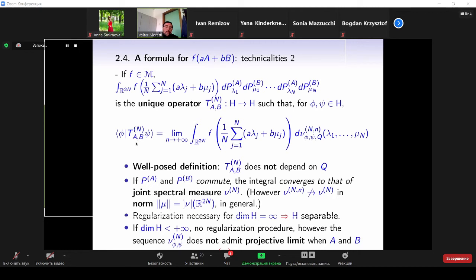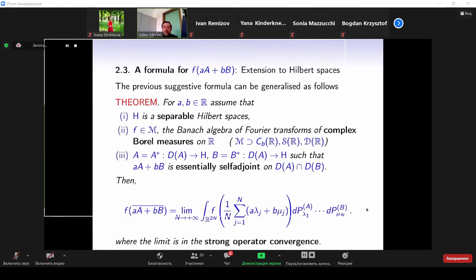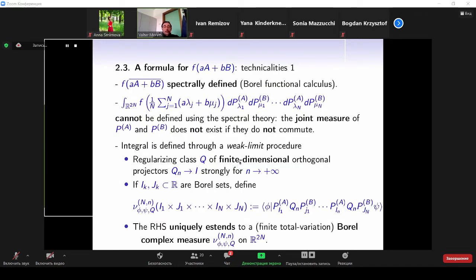There is a problem which is identical to the analogous problem with the Feynman integral, that this object cannot be associated with a measure because the total variation diverges. Sonia told something about this problem in the previous talk. Anyway, this operator is well defined, and this operator here is the strong limit of this family of operators.